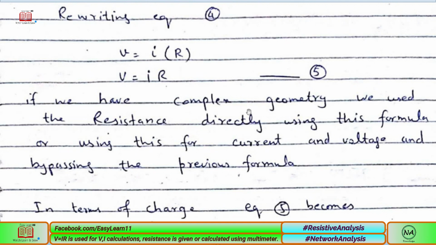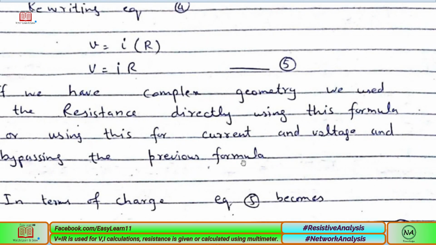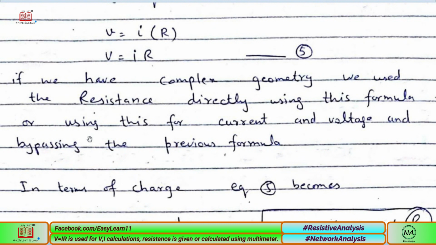And if we have complex geometries, we use the resistance directly in this formula and bypass the previous formula, skipping equation number 4. So this is Ohm's law, V is equal to IR, and that's how it is defined.